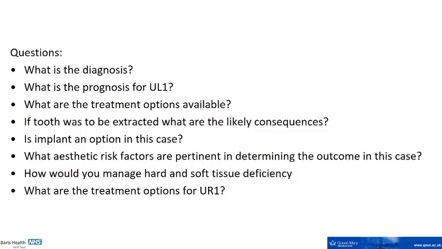What are the treatment options available? If the tooth was to be extracted, what are the likely consequences? Is implant an option in such a case? What sort of aesthetic risk factors are pertinent in determining the outcome in this case? How would you manage the hard and soft tissue deficiency? And what are your treatment options for the upper right central incisor?